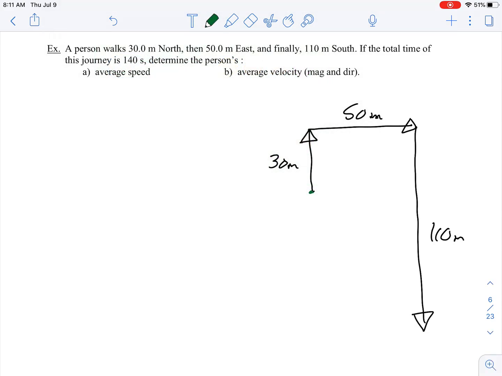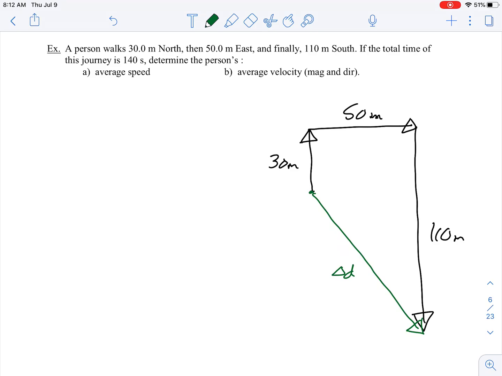So here's where we started, there we finished, and we go from start to finish. That is your delta D. If you did that, nice job. That's how you do tail to tip. We'll come back to that.